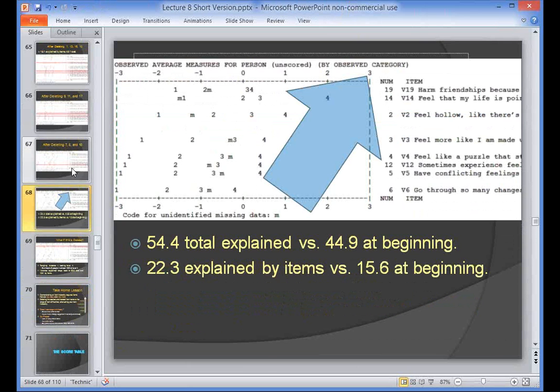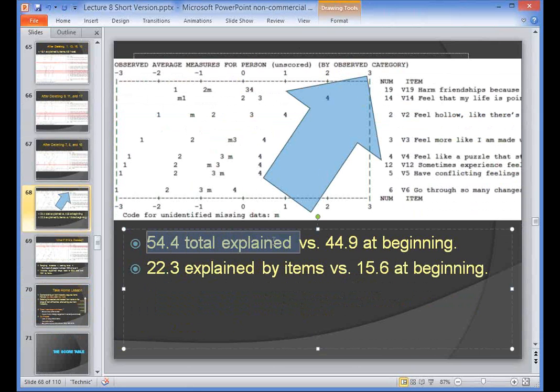And let's see. So the results are, after I do this item selection, I now have 54% of the total variance explained. When I started, I had 44.9, so I've raised the amount of variance explained by almost 10%. And now 22.3% is explained by the items versus 15.6% of the variance at the beginning. So you might actually find another pathway through the items that results in even more variance explained by the items. I played around with it a little bit. I actually found that I could get it up to 35% of the variance explained by the items if I chose the items the right way.